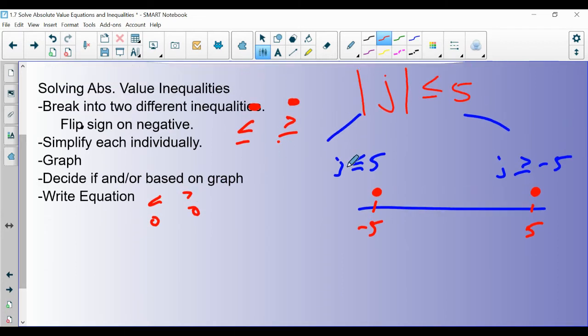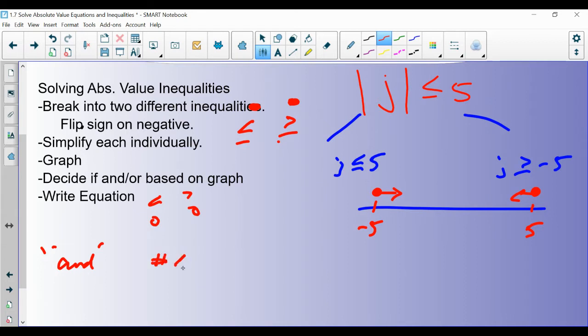And then let's go ahead and graph it. J is less than or equal to 5, that would go that direction. J is greater than or equal to negative 5, that'll go that direction. Remember, when they're going towards each other, it's an and. If they're going away from each other, it's an or. These arrows are going towards each other, that's an and.